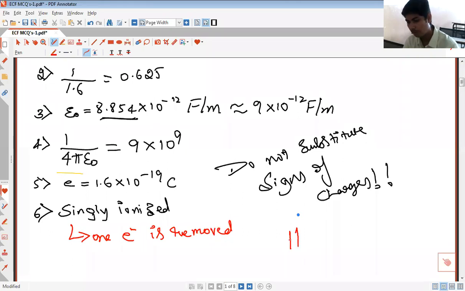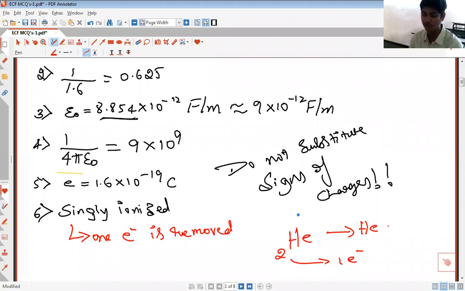Actually, helium atom has two electrons in it. Singly ionized means one electron is taken out of this helium atom, and then what remains in the helium atom is just one electron. Can you tell me what kind of charge does this helium acquire when one electron is removed out of it? Whether it acquires positive charge or it acquires negative charge. Positive charge, so we write it this way, He plus. This is singly ionized helium.